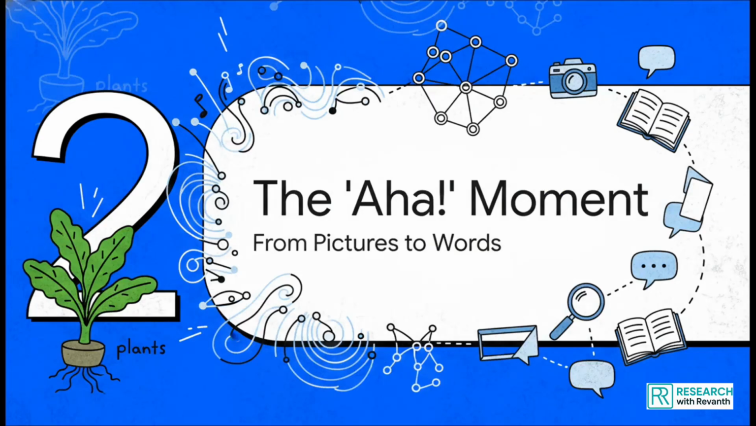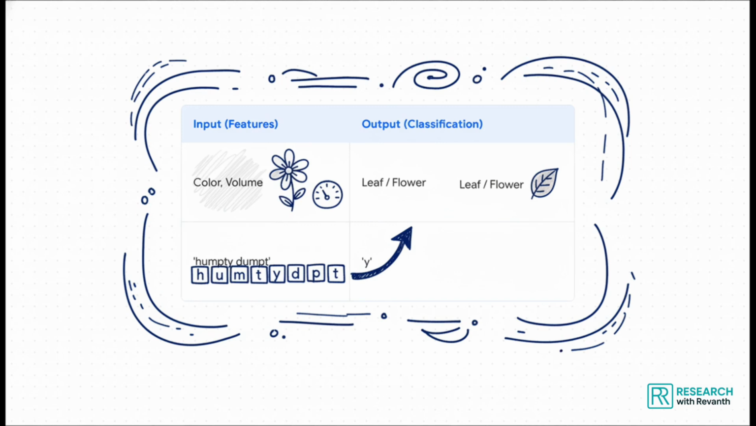Okay, moving on. This next part is the real aha moment. We just saw how this math can tell a leaf from a flower. But how in the world do you go from that to writing an email or a poem? This is the big leap, where we see how this exact same idea applies to words. Check this out. It's the exact same setup. On the left, instead of features like color and volume, our input is now just a string of letters, like Humpty Dumpty. And on the right, instead of an output like leaf or flower, our output is the next letter, in this case, Y. We've turned a language problem into a classification problem.